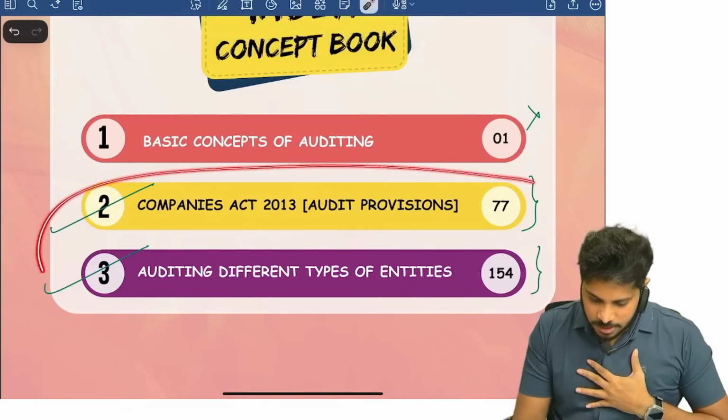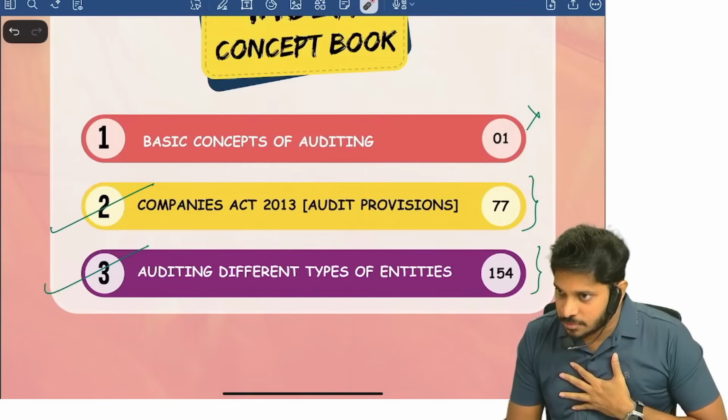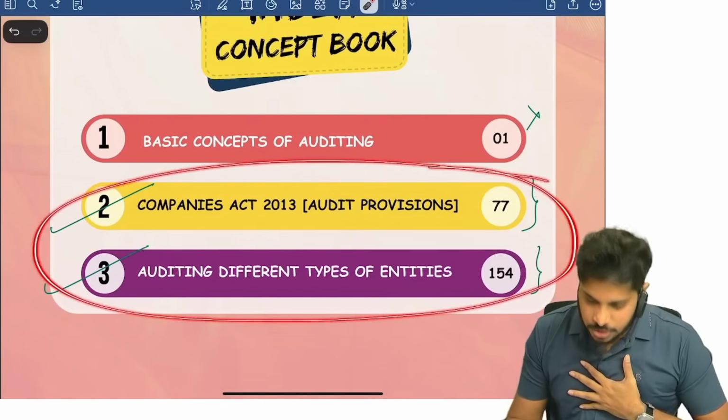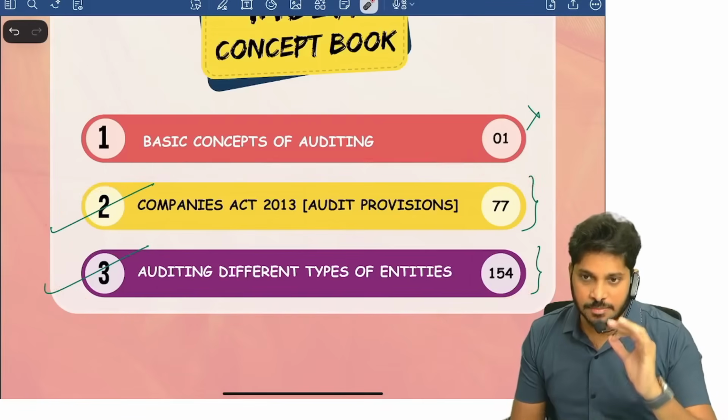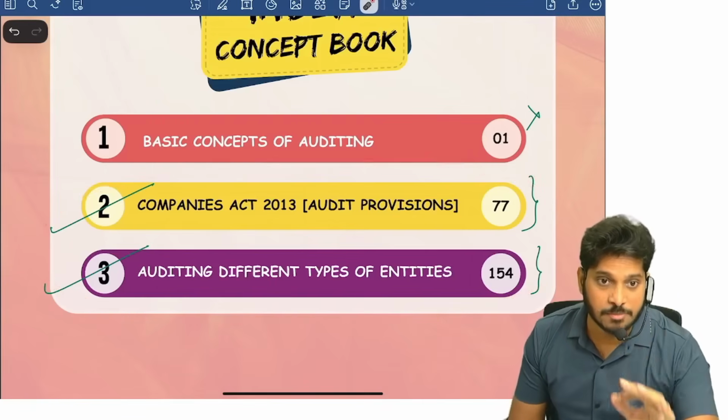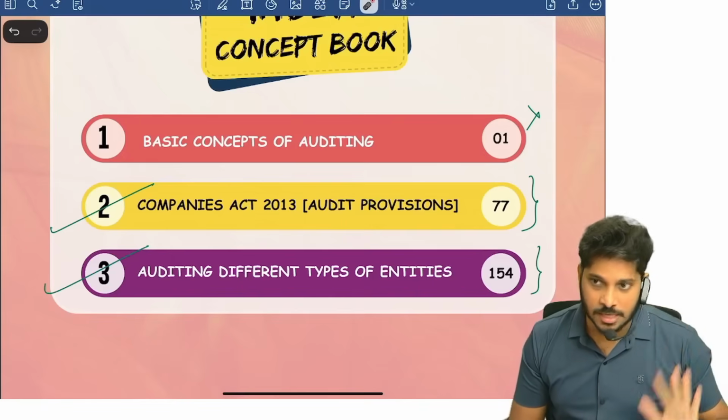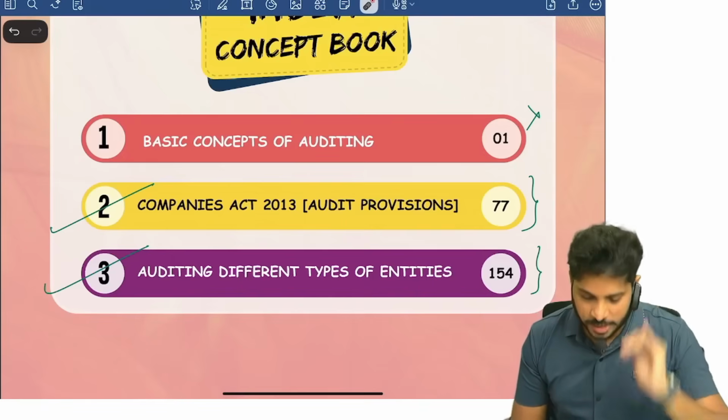If you prepare these 2 chapters perfectly, 99% you can attempt the 50 marks of the paper in audit. In audit you can attempt 50. Why? Let me show how it is.